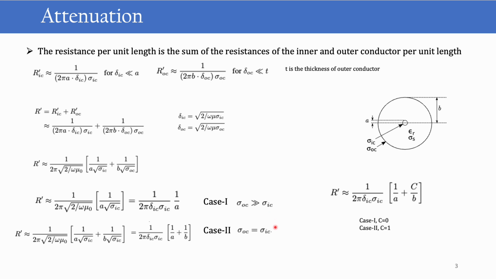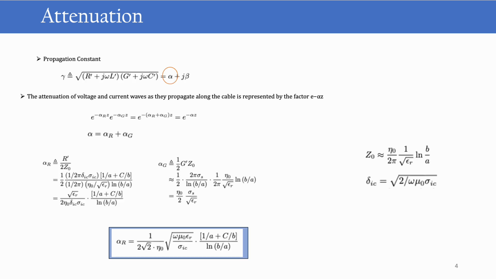Based on these two cases, we can write the resistance offered by the coaxial cable as 1 by 2 pi delta IC sigma IC into 1 by a plus c by b, where c is equal to 0 in case 1, so it reduces to only this factor, and in case 2, we get this expression. So we found out the total resistance offered by the coaxial cable.